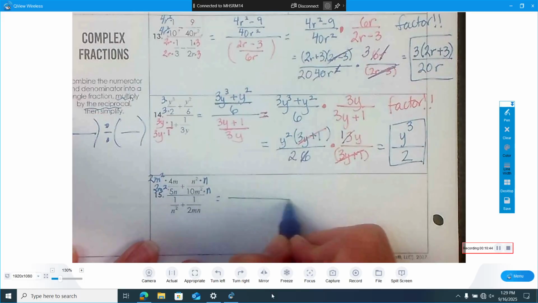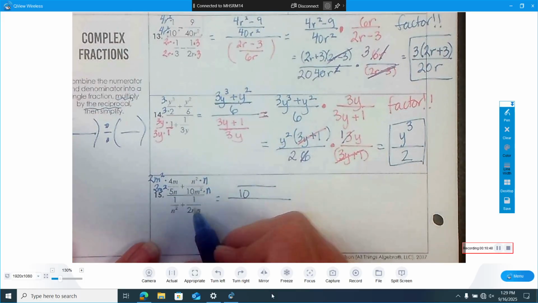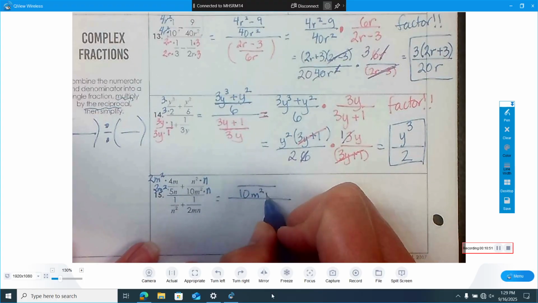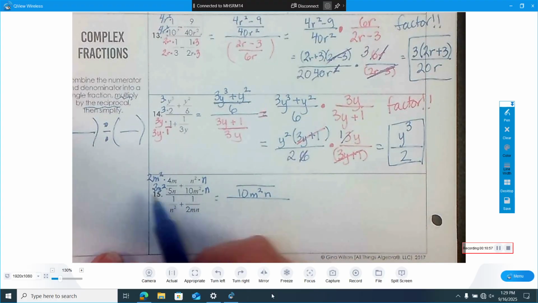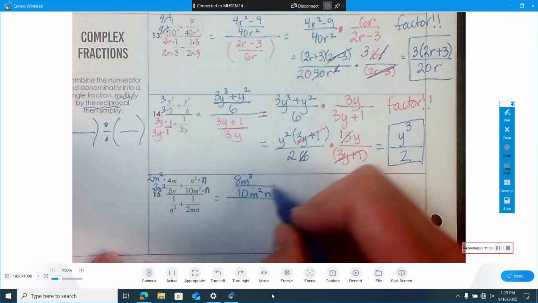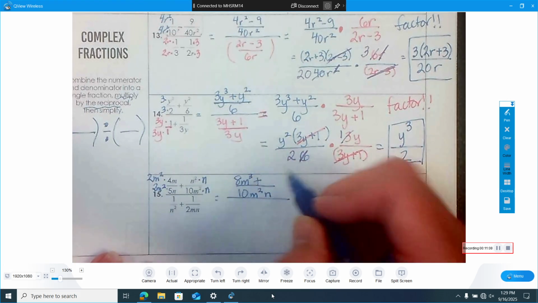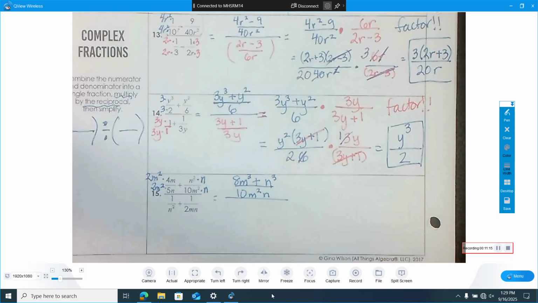All right, so in my common denominator, I have a 10. I have an m squared times n. All right. They match. And now my numerator here, it looks like it's going to be 8m cubed plus n cubed. N squared times another n becomes n cubed.